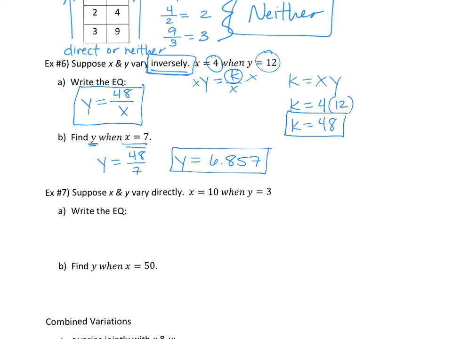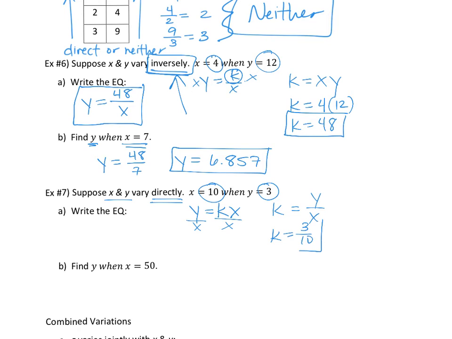Okay, so that's inversely, right? Now it says suppose x and y vary directly. Remember, direct variation, the equation is y equals k times x. We have to divide by x to find our k. So our constant, our number that's going to stay the same in the problem, is y divided by x. Well, y is 3 and x is 10. So k is 3 over 10.